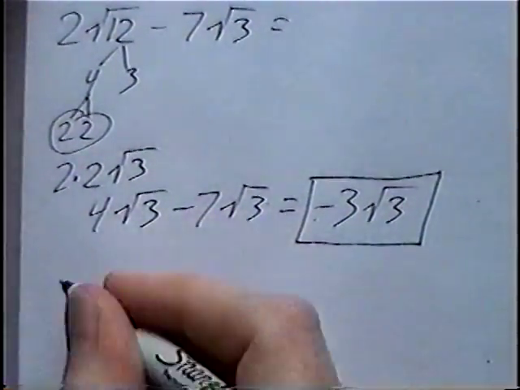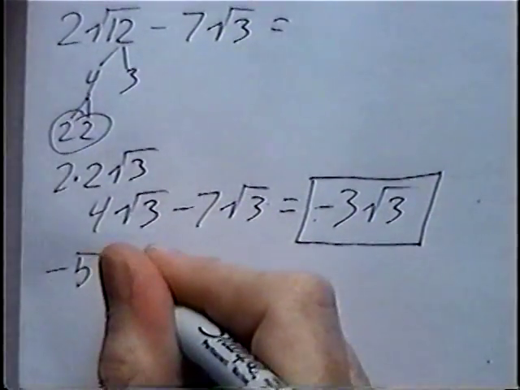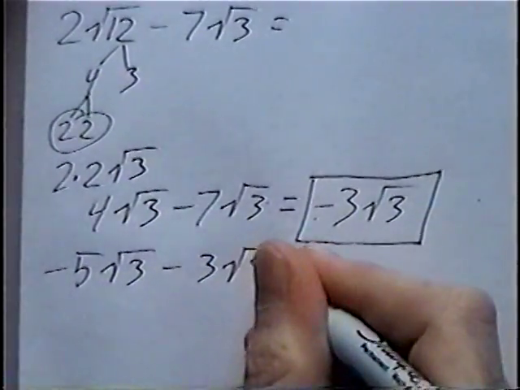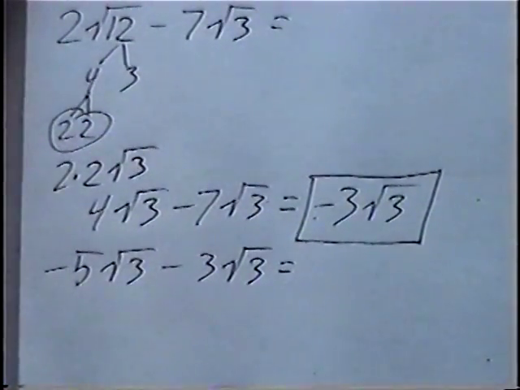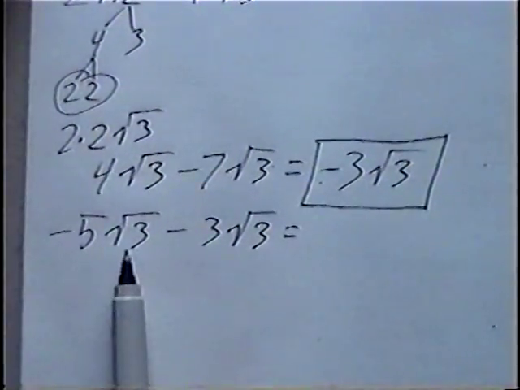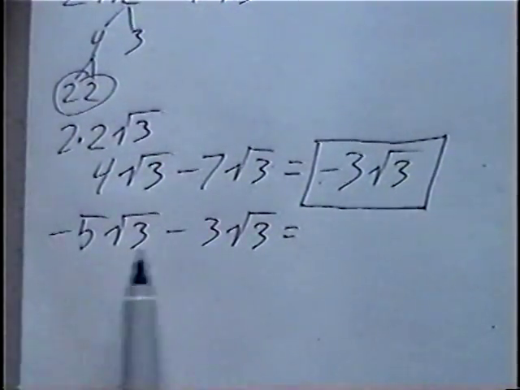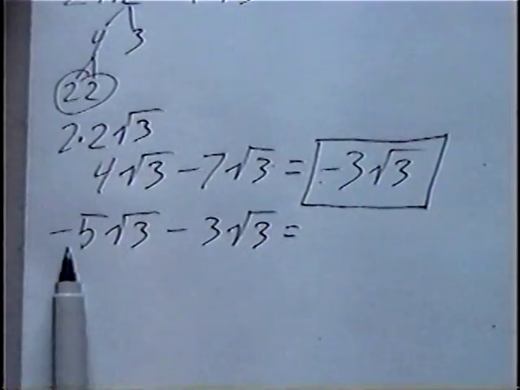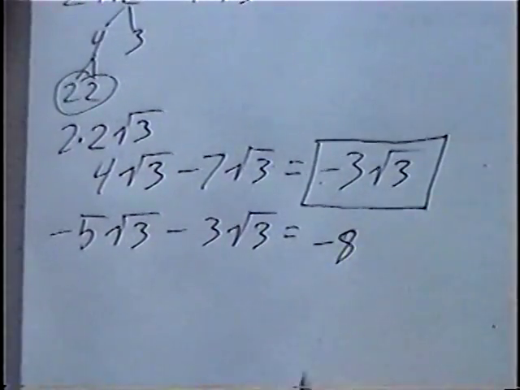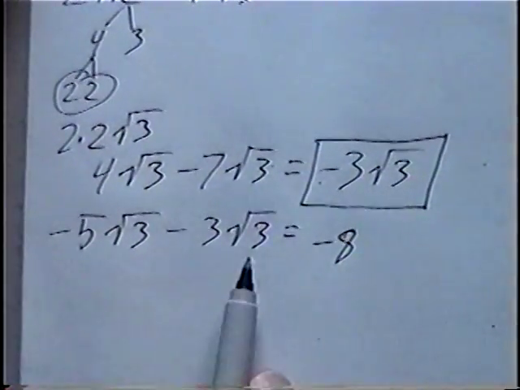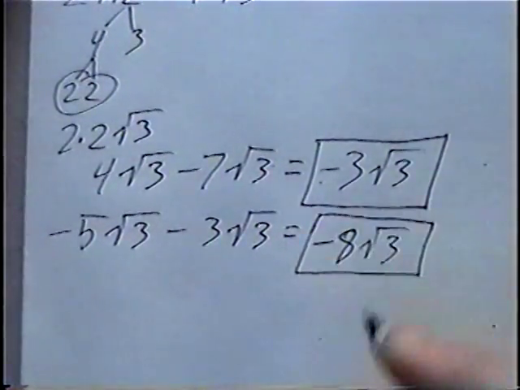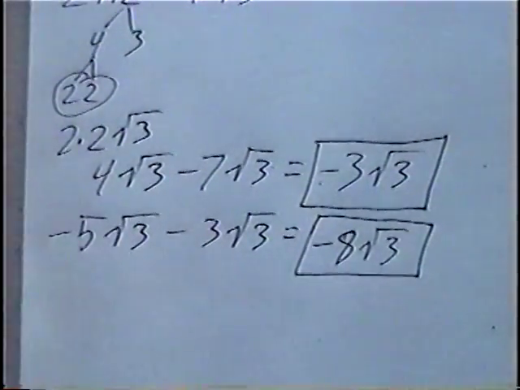And last question for the section is negative 5 radical 3 minus 3 radical 3. Again, the radicals in this case are exactly the same, radical 3. So we can subtract the coefficients, which would be negative 5 minus 3. Same signs, we would add those, becomes negative 8, and the radical 3 would stay the same. So our final answer would be negative 8 radical 3.